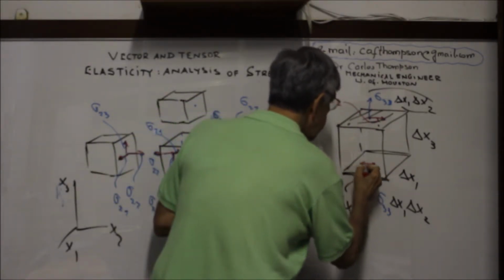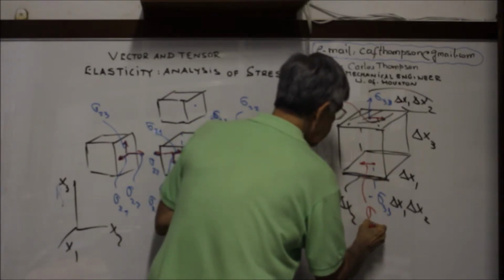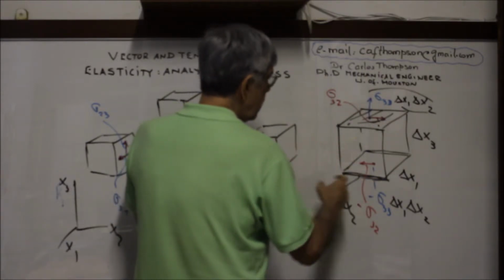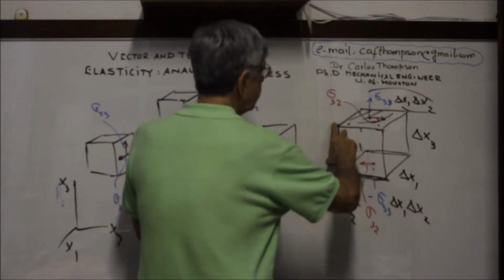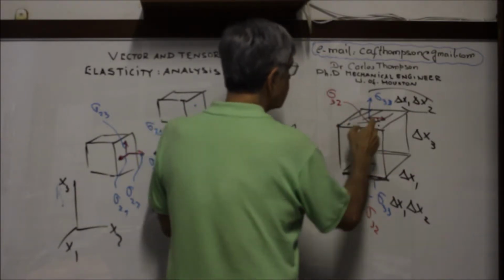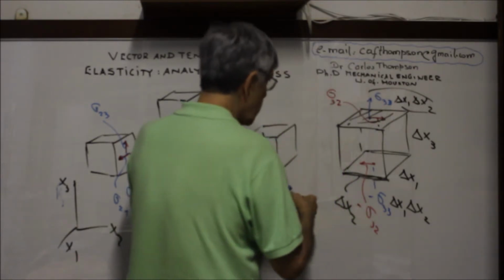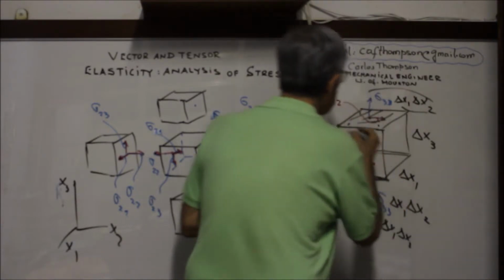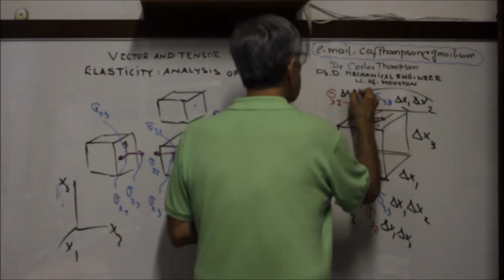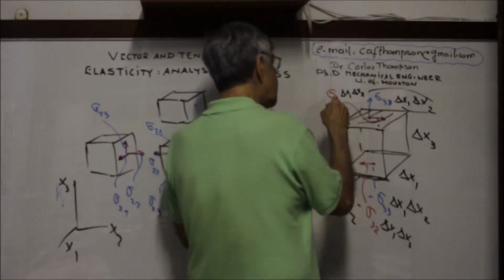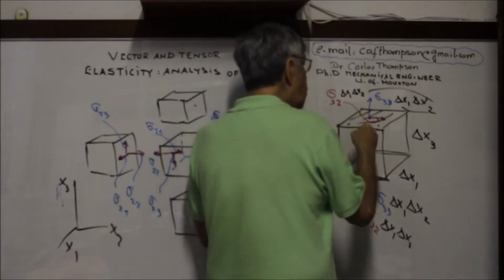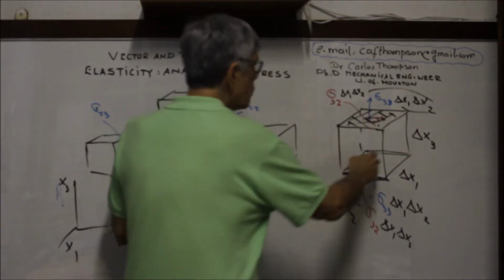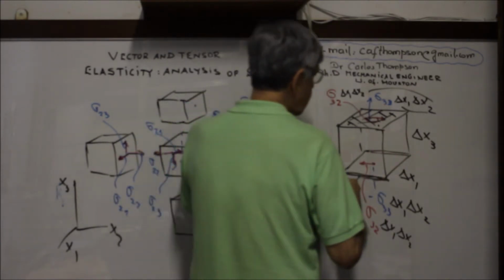Here will be this way, so this will be sigma 3,2. Now, the force is minus, let's see the area here. You see that this area over here is delta x1, delta x2. Because stress is force divided by this area over here. Let's work on this one just to see what's going to happen.